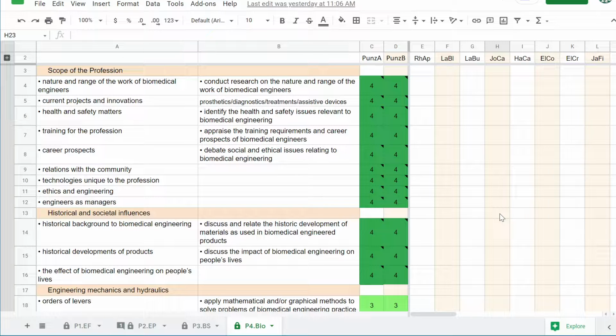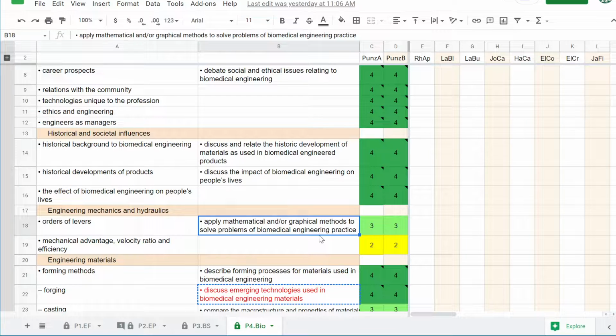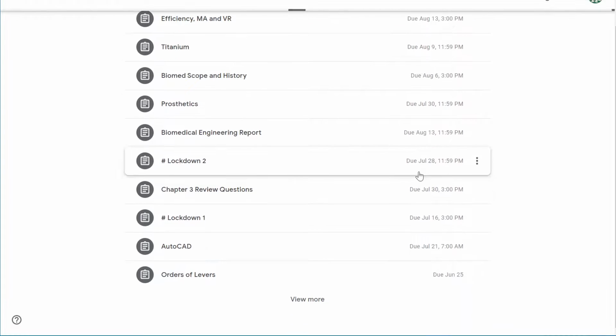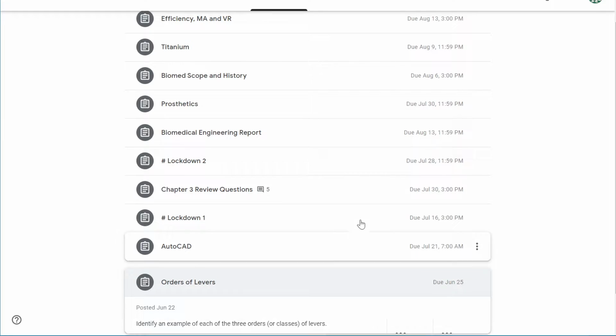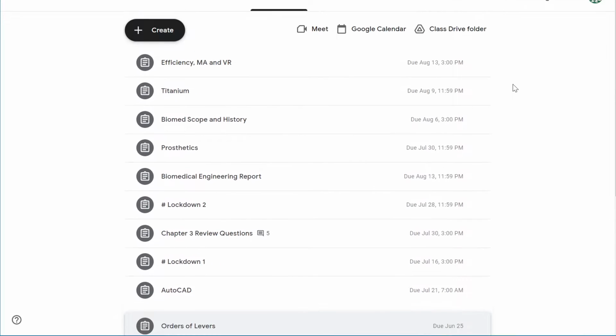Yesterday I finished Scope of the Profession and Historical and Societal Influences. Today, we've already discussed orders of levers, and I've set that for classwork. So really that should be 4 at this point, because that's set work. I've had a due date. I need to really start recording those people who haven't finished things.